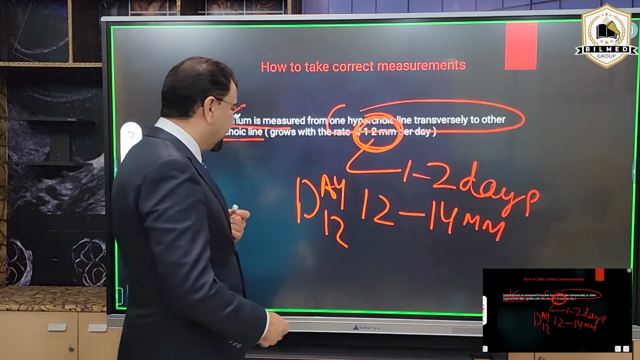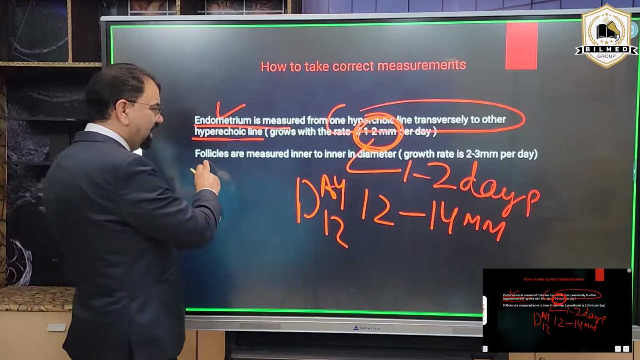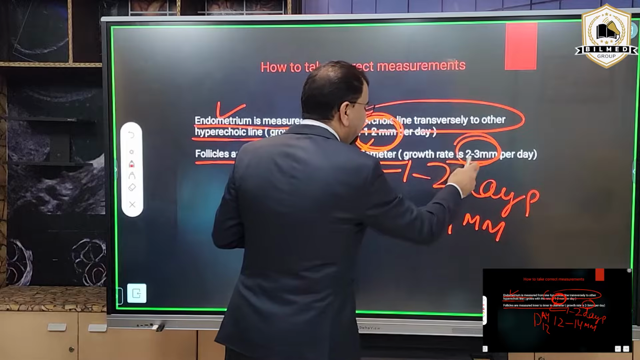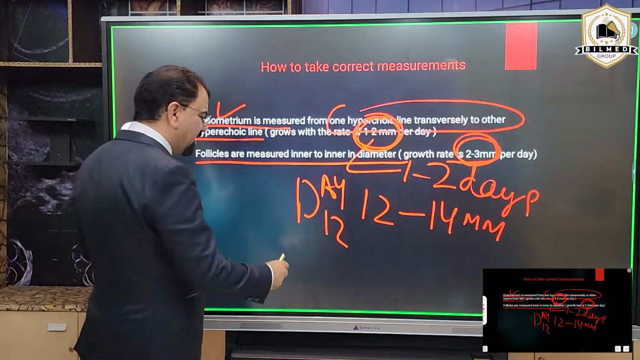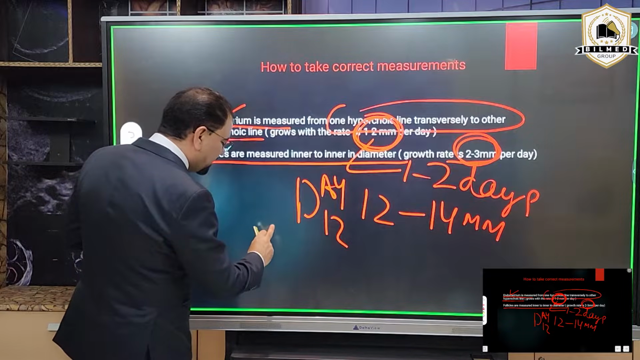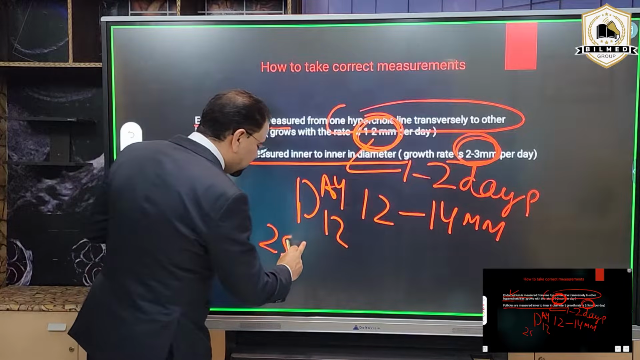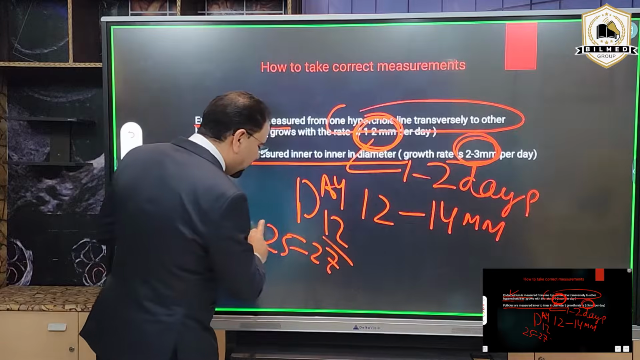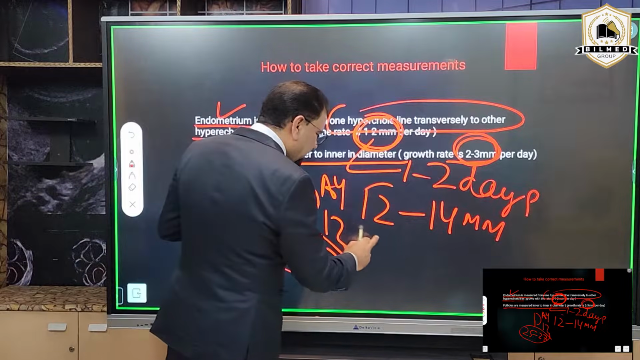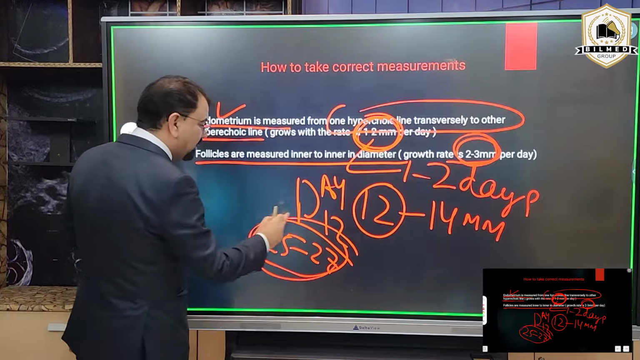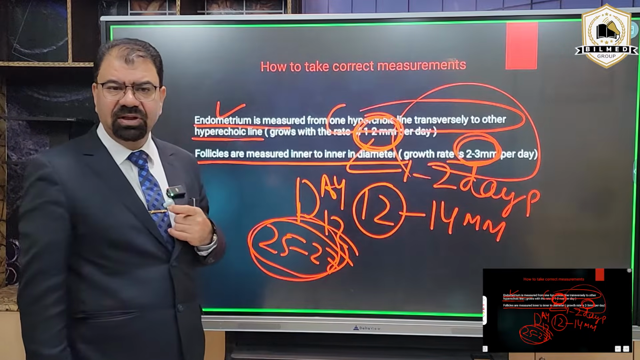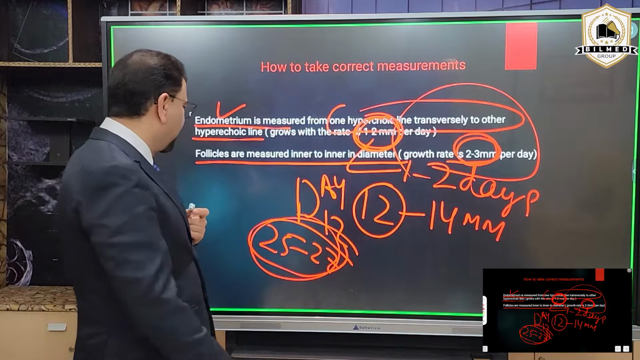Now, how is the follicle growing? The follicle grows at 2 to 3 millimeters per day. That is why your follicle is almost double. Now see, you will have a follicle of 25 to 27 millimeters. Over here, the measurements are almost double, because the growth rate of the follicle is double that of the endometrium.